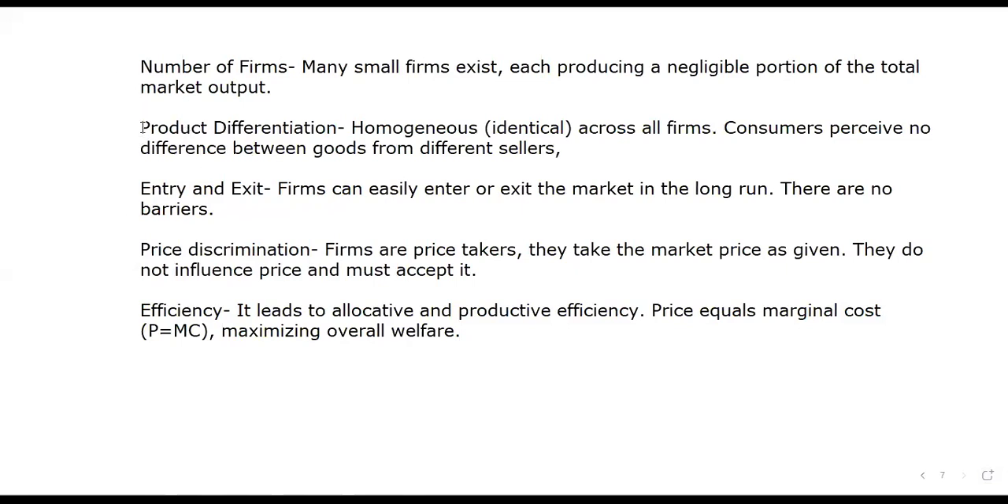So, perfect competition, like has been said, there are a number of firms, many small firms exist, each one producing a negligible or small portion of the total output. There's no product differentiation because the goods are homogeneous, they're the same. Consumers cannot perceive the difference between this tomato and the other tomato because they're the same. Free entry and exit. Anyone can enter the market or leave whenever they feel like. So here, firms are price takers because they take the price given. They do not influence the market at all.